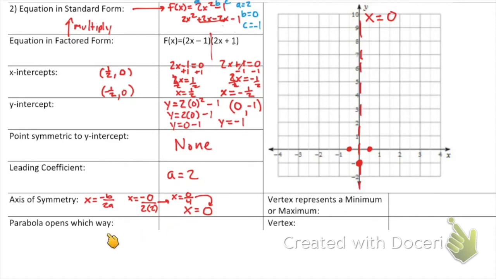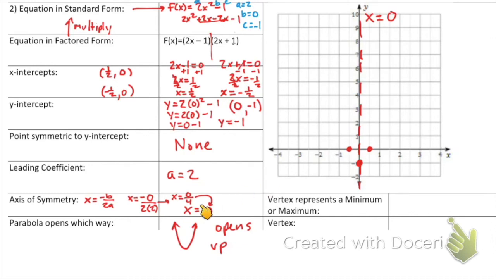All right. Does it open up or down? We look at the A value. If it's positive, we have a graph opening up. Okay, so it opens up. If it was negative, it would be a sad face, or open down. But since it's positive, it opens up. It's a happy face.